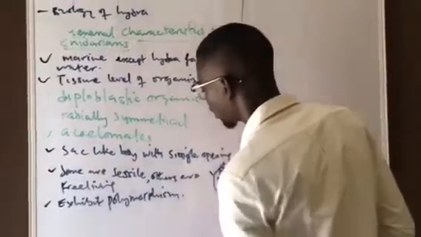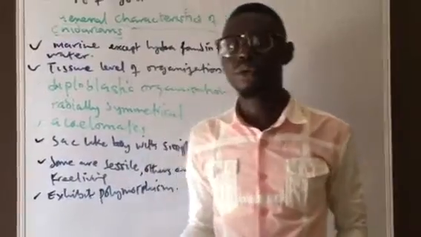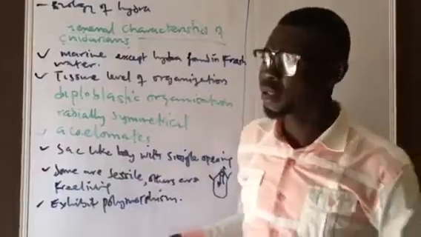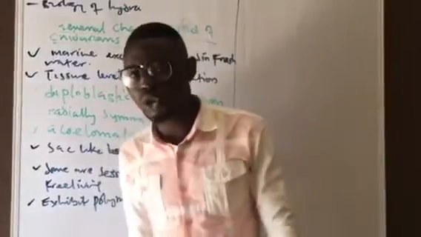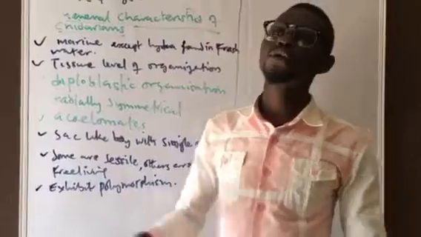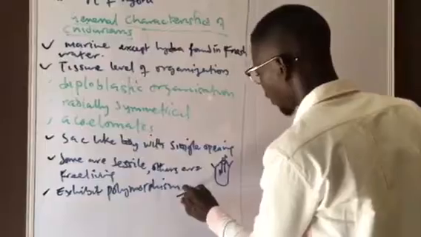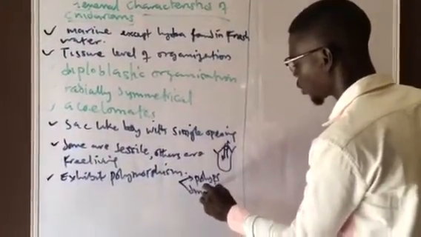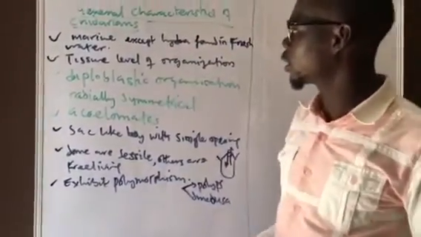This simply means a phenomenon whereby the life cycle alternates. The life cycle is divided into two distinct generations, and these generations alternate with each other. So when we talk about polymorphism, we have two different generations, the polyps and the medusa. That's what we call polymorphism. We're going to explain that after the general characteristics.